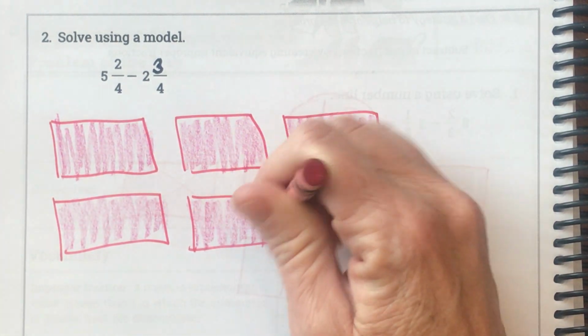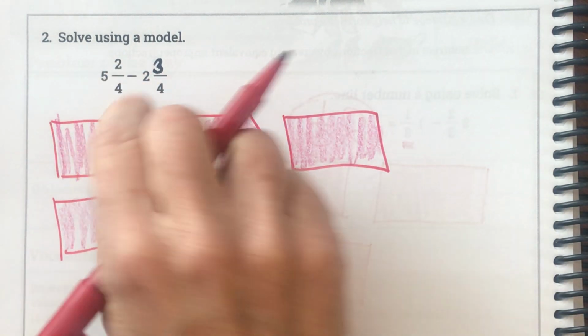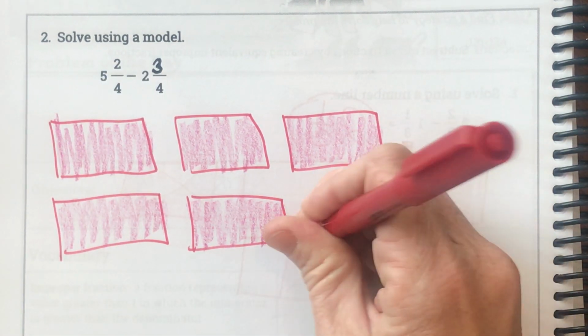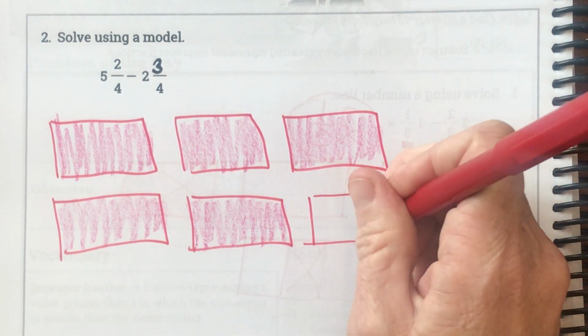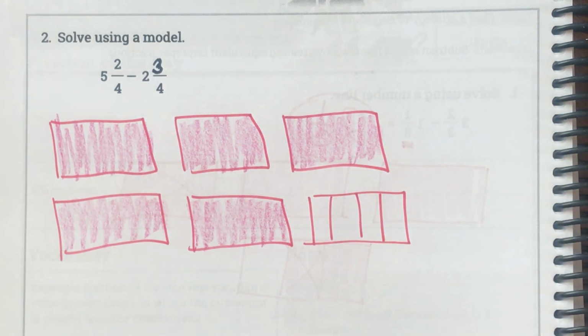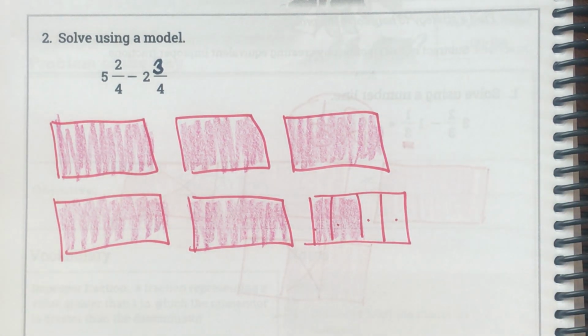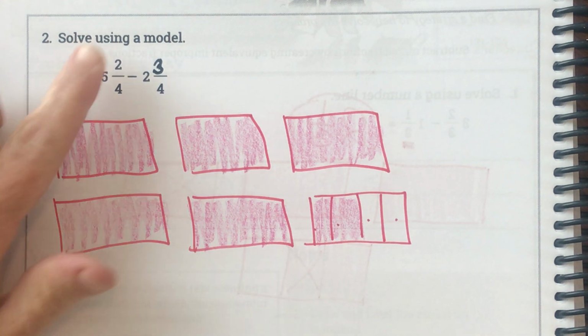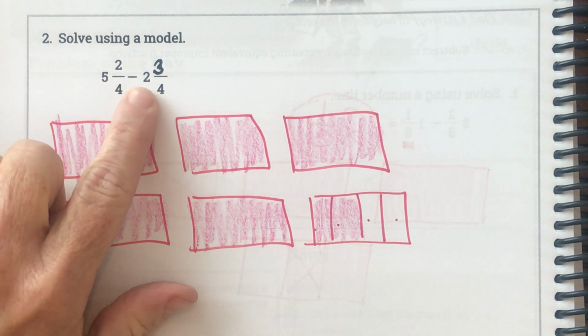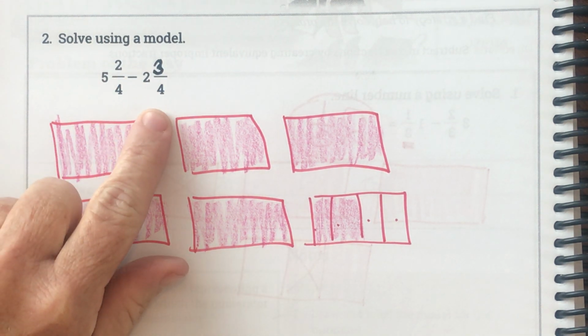Okay, and then I also have 2/4. So my minuend is what you have. 2/4 means it needs to be partitioned into fourths. Is that partitioned? 1, 2, 3, 4. Yep. And I have 2 of them. Okay, so now I've drawn what I have, and they want me to subtract 2 3/4.